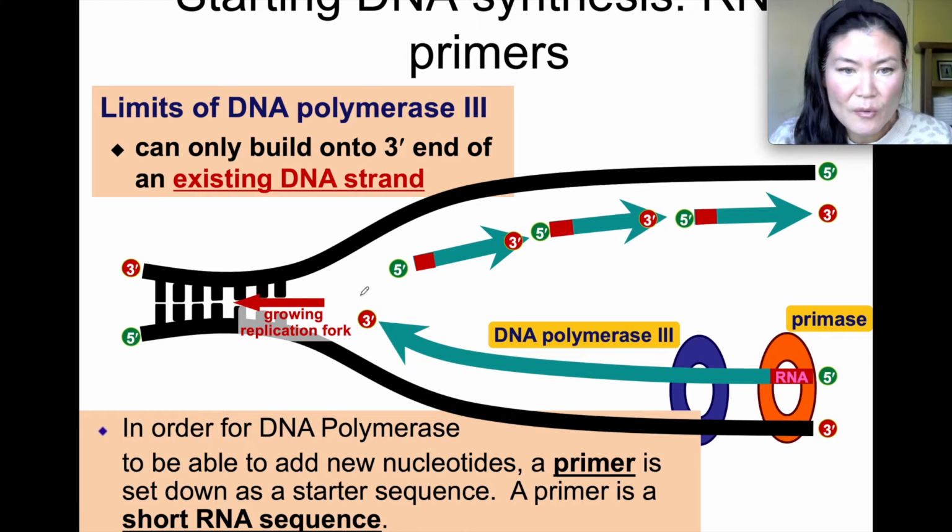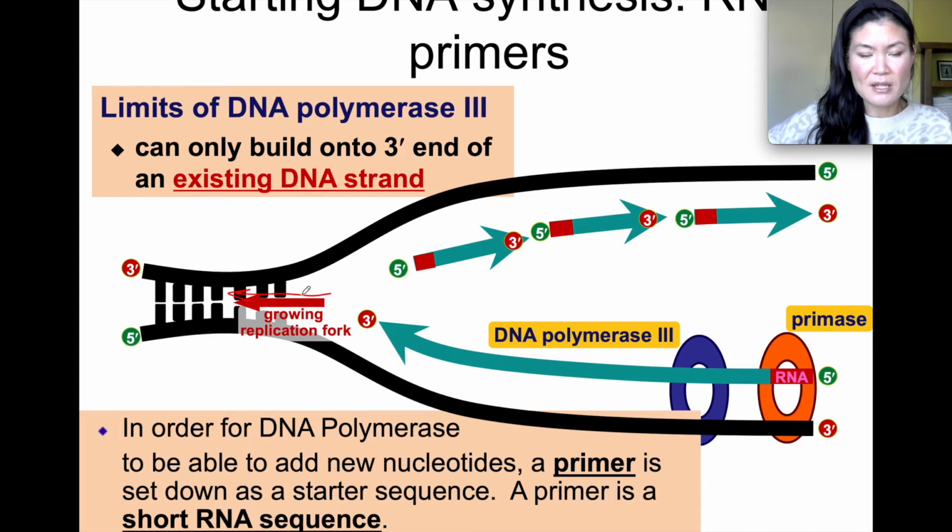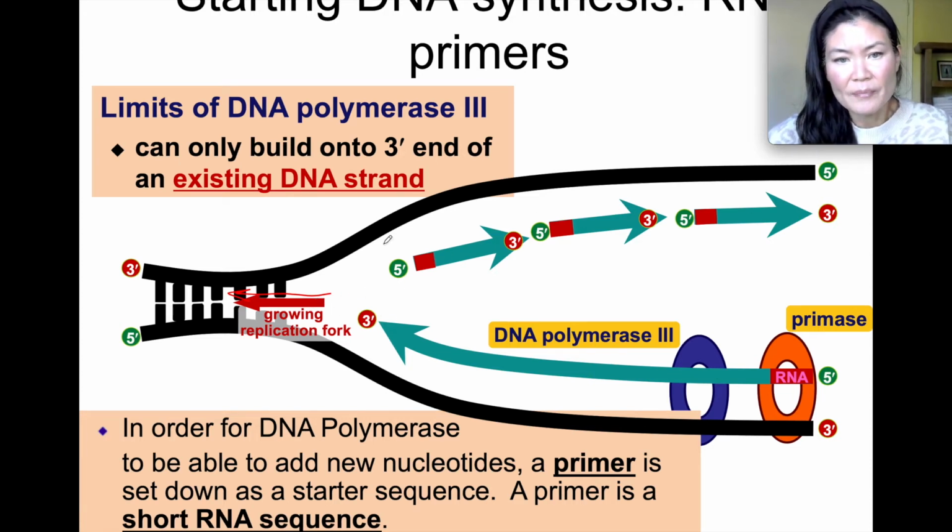Okay, so this is our growing replication fork as it's unzipping by helicase. Helicase is not drawn here, just for simplicity's sake. As the helicase is unzipping the DNA, the leading strand can continuously add at the 3' end, but then the Okazaki fragments, as the replication fork opens, a new 5' end starts here, and then you have another fragment being made, okay?